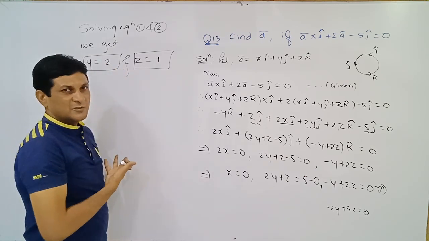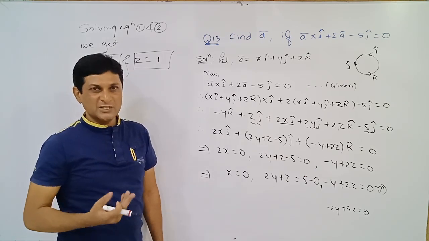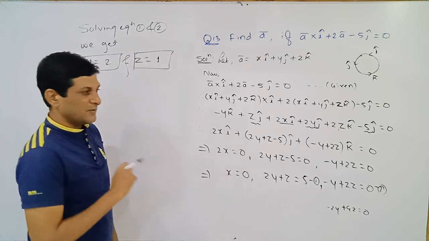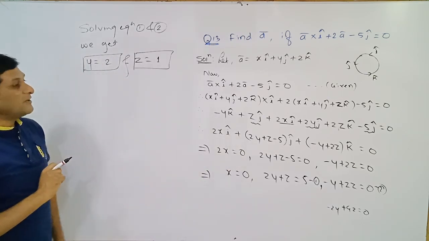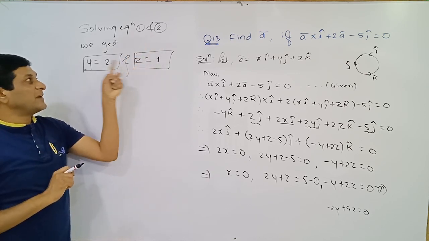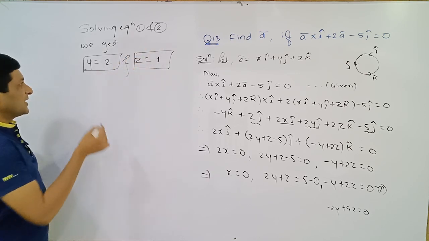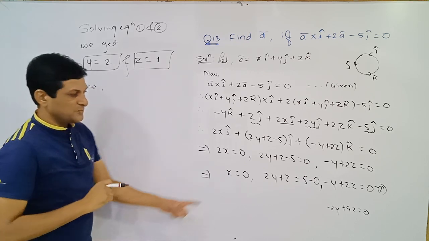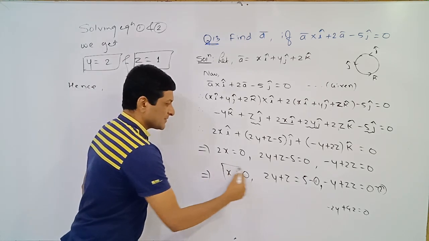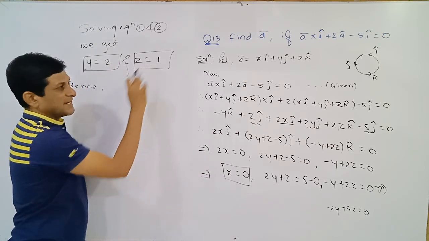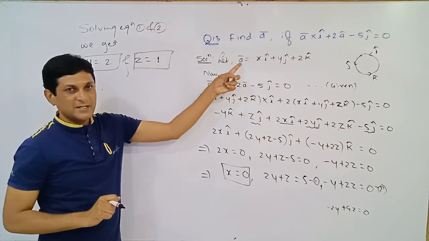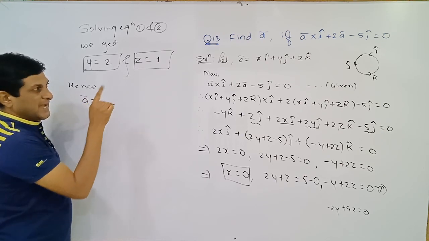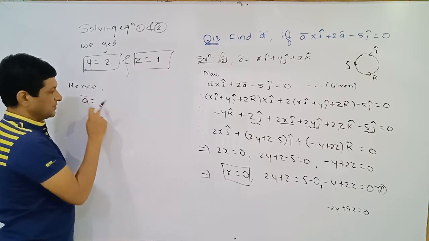All of you are now very well acquainted with linear equations in two variables. Orally also you are able to solve these equations. By solving these two equations, we get the values of y and z. So hence we can say that a bar will be equal to these required values. Which values are required? x, y and z, to find the required vector a bar. So therefore a bar will be equal to x i cap. x means 0, 0 i cap.